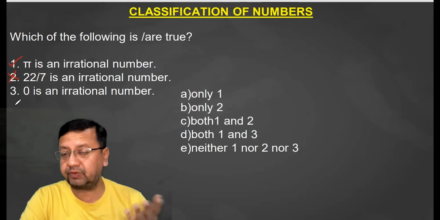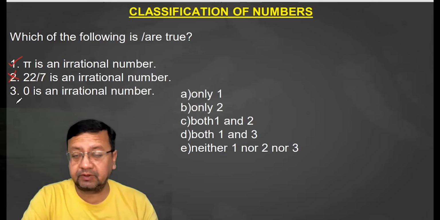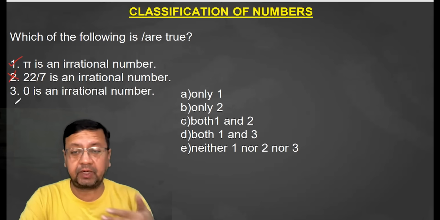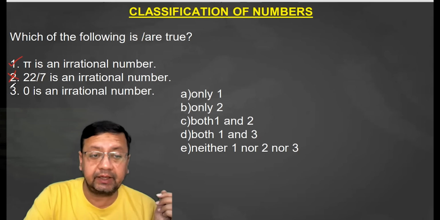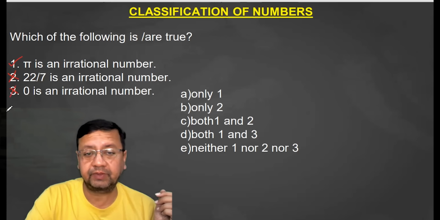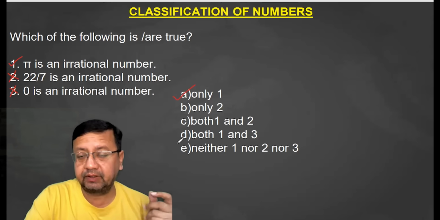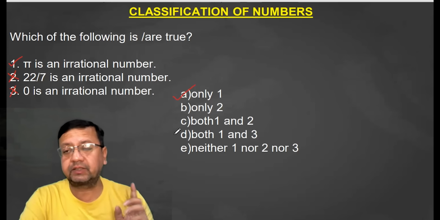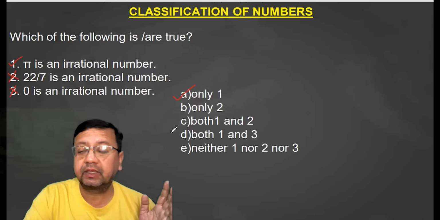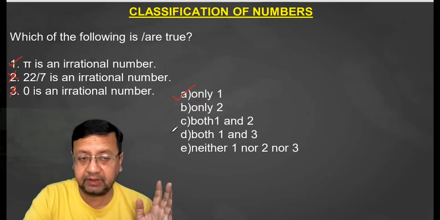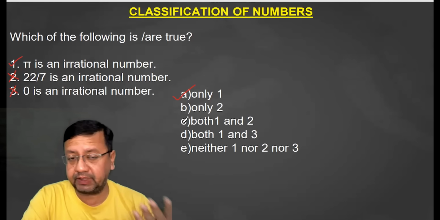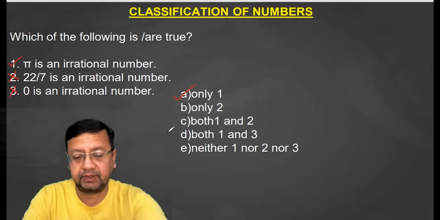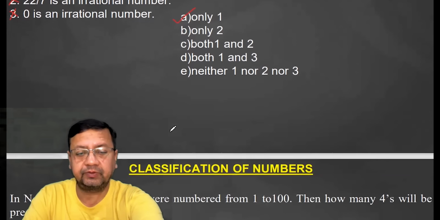Zero. Zero is what? A part of whole numbers, right? So whole numbers are part of integers and integers are part of real numbers, right? So this is not an irrational number. So this is also not right. So here I will be marking only option A, that is only one statement is correct, that pi is an irrational number, right? Getting this? So these are the fundamental based questions which you normally get in the examinations, right? Okay. So now moving further.